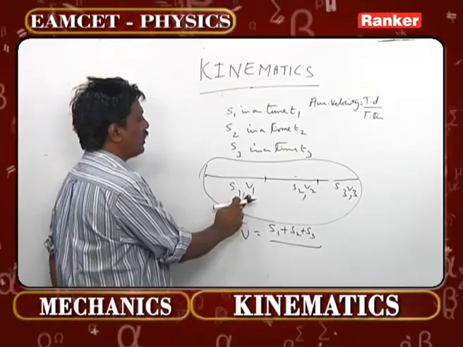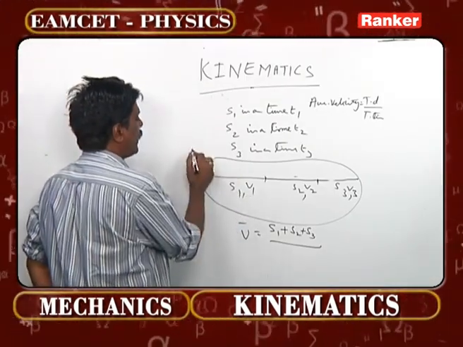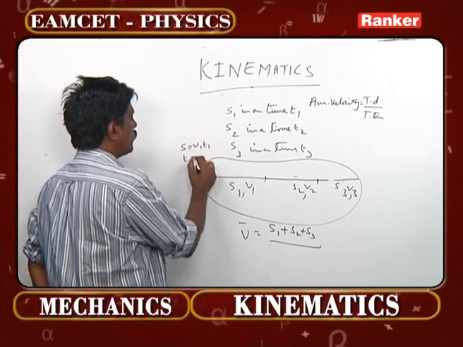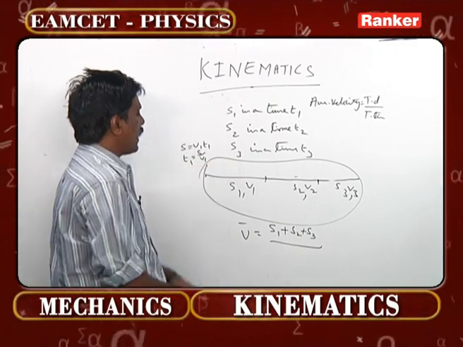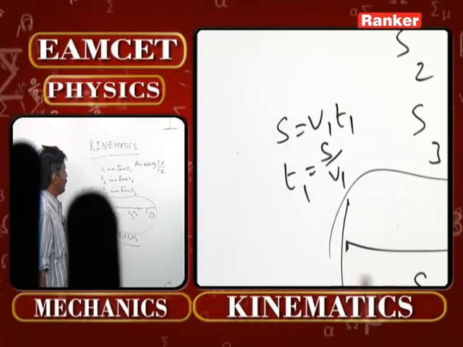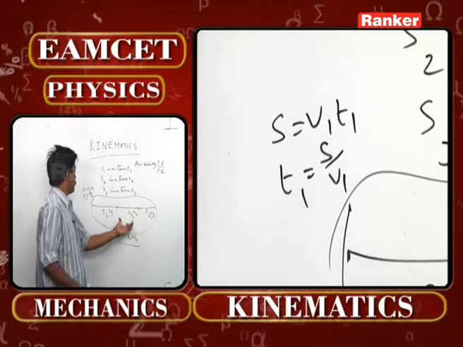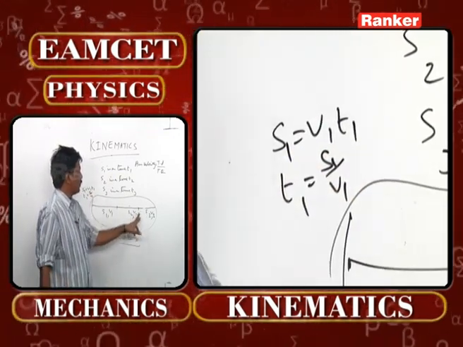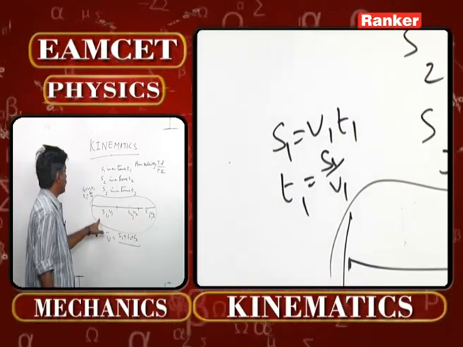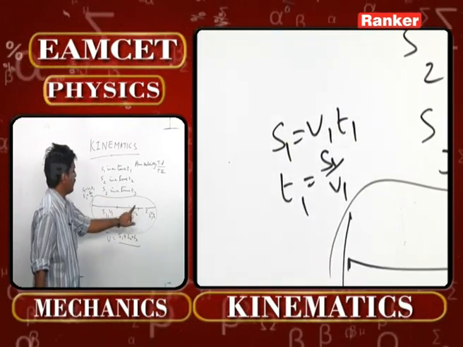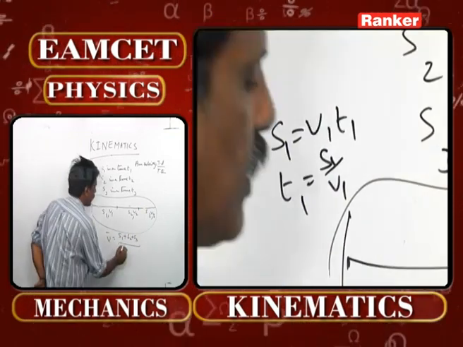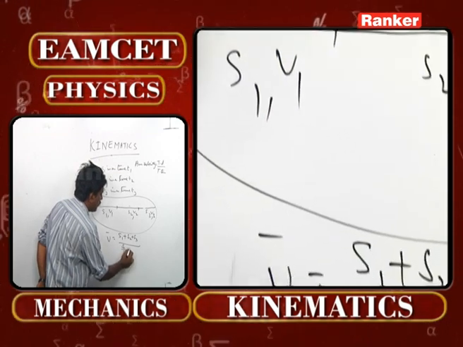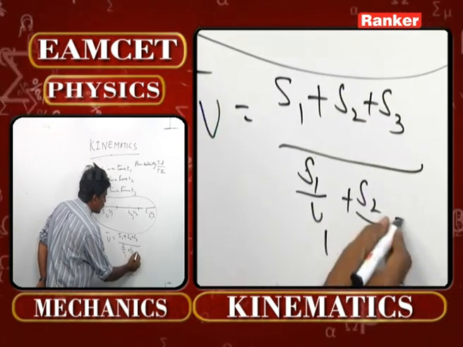During this period it is moving with uniform velocity V1. Therefore, S is equal to V1 T1, so T1 is equal to S by V1. So, time taken for this motion is only S by V1. For the next motions it will be S2 by V2 and S3 by V3. Timings are S1 by V1, S2 by V2, S3 by V3. So, total time taken, T1 plus T2 plus T3, means S1 by V1 plus S2 by V2 plus S3 by V3.